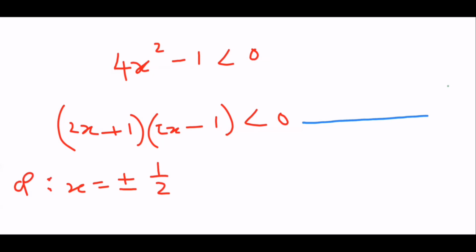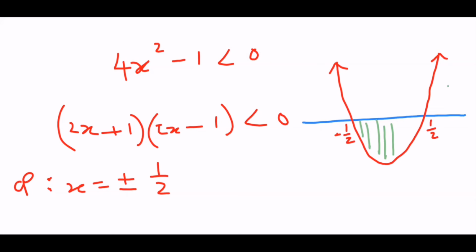Okay, now this is how we do it. We draw the horizontal line, which represents 0, and then we draw a quadratic function. The negative 1/2 will be on the left hand side and the positive 1/2 will be on the right hand side. Now we are trying to find out where it is less than 0. So it's the entire section below the line, below 0. And therefore your answer is all the x values greater than negative 1/2, but less than 1/2.